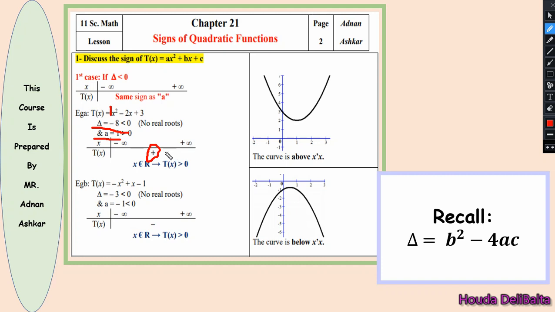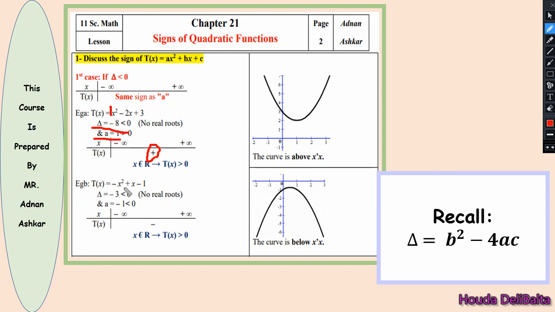Okay, what does a have to do? What does delta have to do? Notice that delta is negative and a is positive. Notice that this sign is like the sign of a. Let's go to the other example to make things clear and to get the rule perfectly.